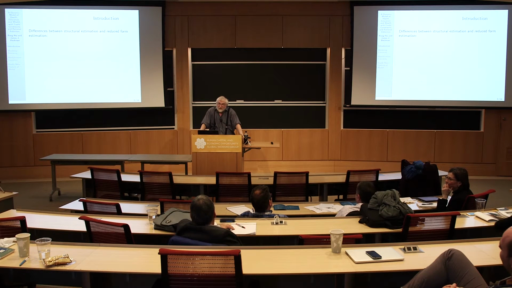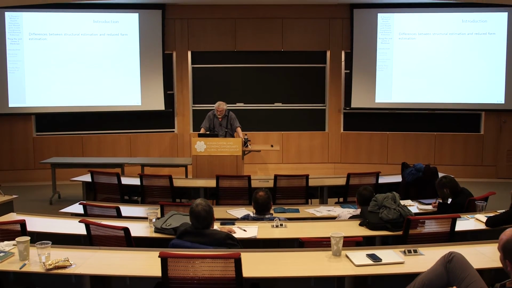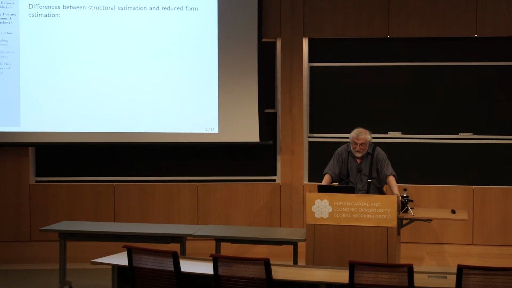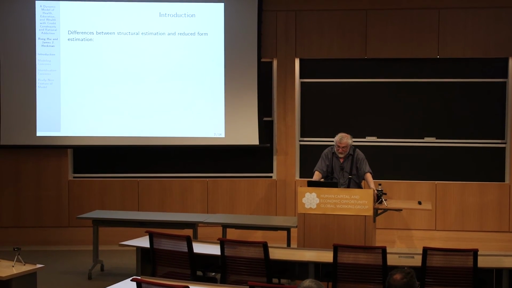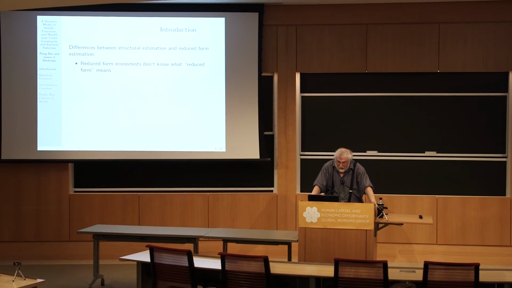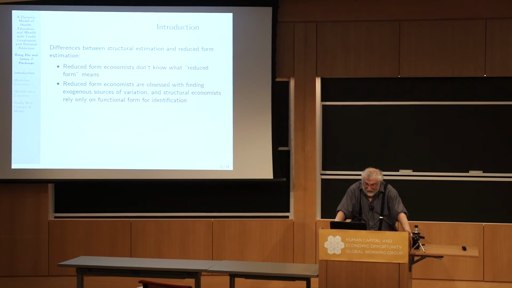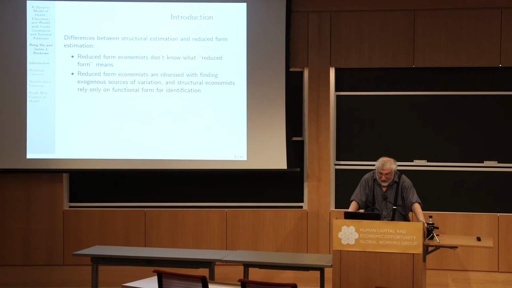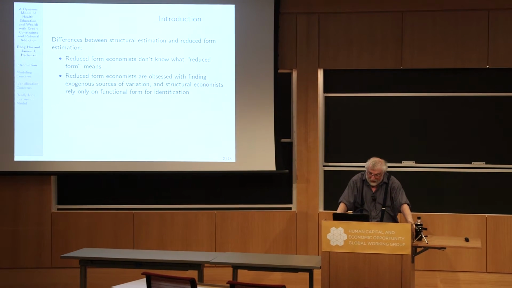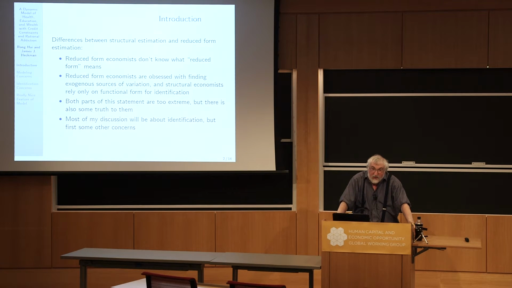Okay, so I'm going to start off by talking a little bit about identification because in the first iteration, this looked like a paper that was not identified in any sense, although that turned out to be just a small communication problem. So let's talk about differences between structural estimation and reduced form estimation. First of all, reduced form economists don't really know what reduced form means. They also seem to be obsessed with finding exogenous sources of variation, while structural economists rely pretty much only on functional form for identification. Both of those statements are a bit too extreme, but there's also some truth to both sides of that.